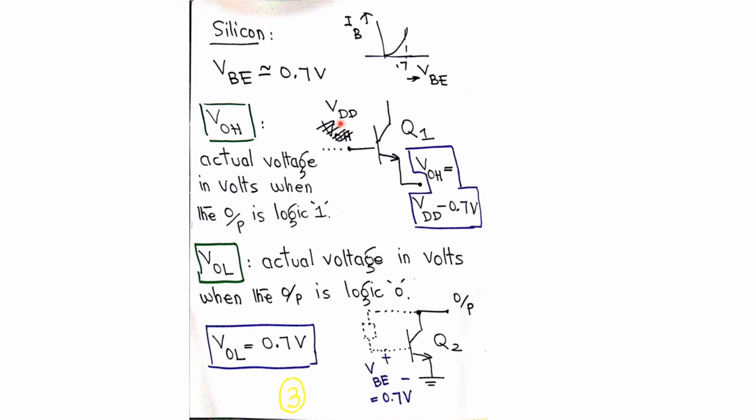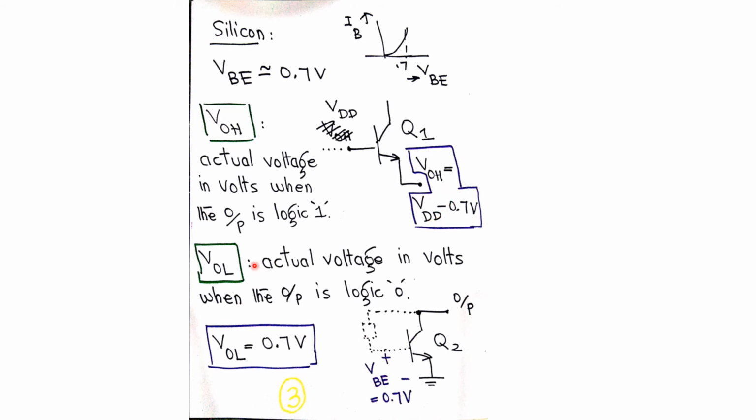Q1 is an NPN transistor and it's made of silicon. The VDD available at its input becomes VDD minus 0.7 at the output because we have a 0.7 volt drop across this base-emitter junction. So the disadvantage is that the output voltage VOH is slightly lesser than VDD. In chapter number 7 we studied that the actual voltage in volts when the output is logic high is VOH. So VOH is slightly lesser than VDD, but in case of CMOS we know it's exactly VDD.